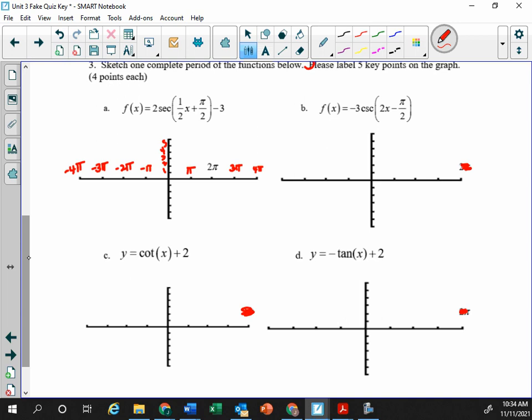Let's see, this one shifted down 3, right? So we were down at -1. This is a lot of red on here, sorry. So we got this guy. And then we were at -1 on this one. You guys see that okay? We okay with that graph?